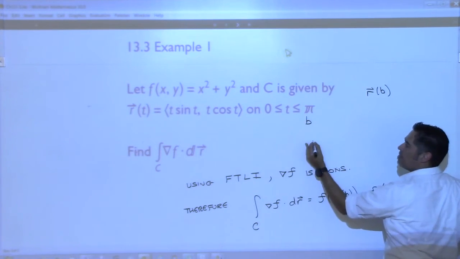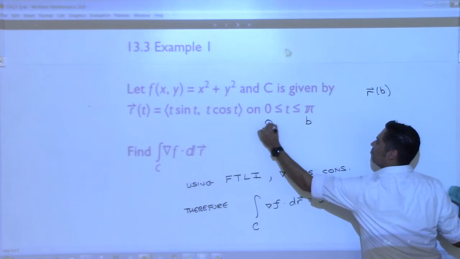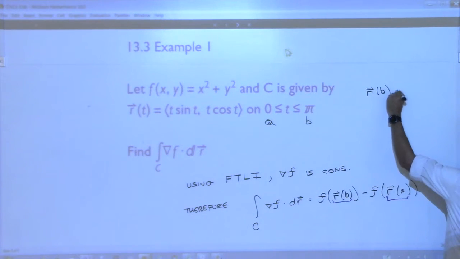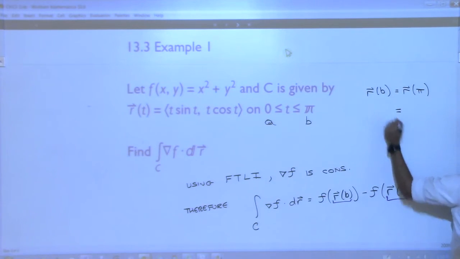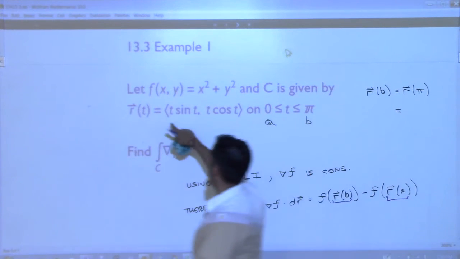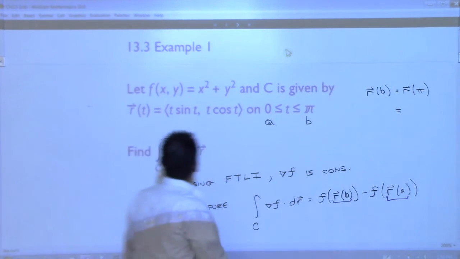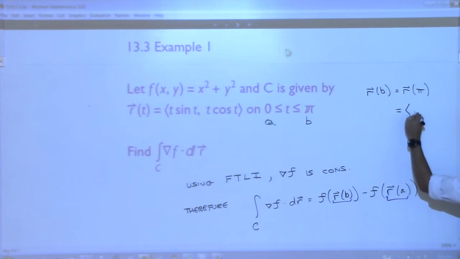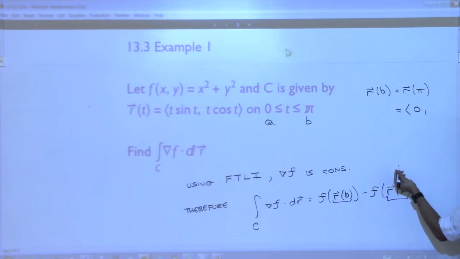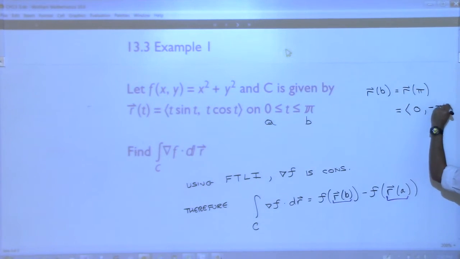Pi, right? And what's a? 0. So r of b really means r of pi. And what is r of pi? What happens if I plug pi into my position function? It's going to give me a vector, isn't it? What's the vector it gives me? 0, pi. 0, because sine of pi is 0, right? And then cosine of pi is -1, so negative pi here.